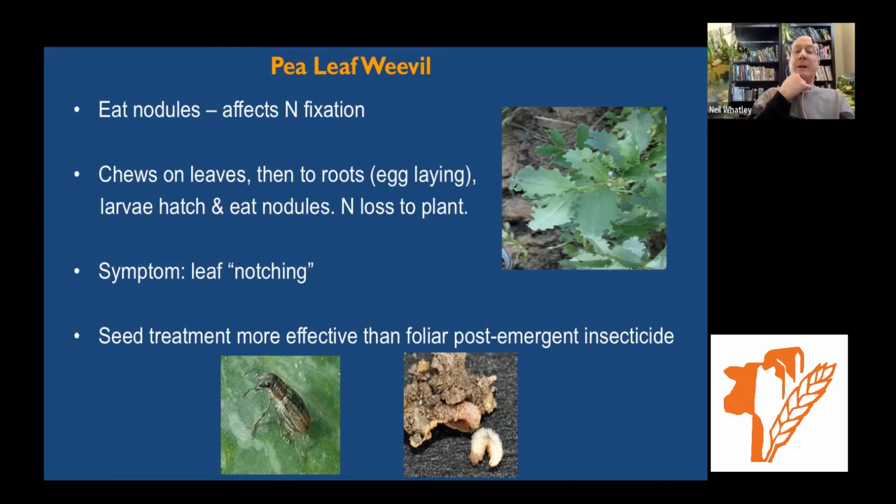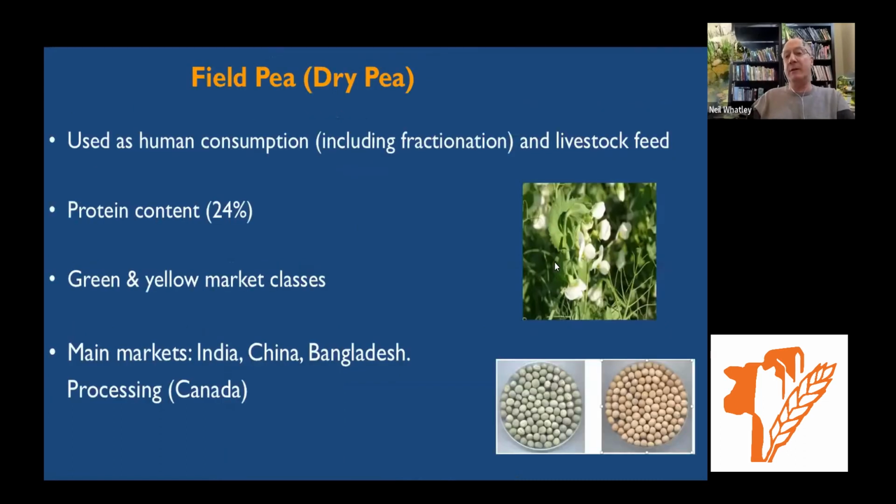In 2008, we found out about pea leaf weevil in the southern part of the province, but now it's traveled all the way up to the north. They eat the nodules, and it affects nitrogen fixation. They come out of where they spend the winter on the field edges, into these crops in the spring, and chew on the leaves, and they go down into the roots, or they lay eggs, and the larva or worm hatches, and they eat the nodules. So you lose all that benefit from the nitrogen fixation. The symptom, of course, is the leaf notching, and seed treatment is more effective than foliar or post-emergent insecticide with pea leaf weevil.